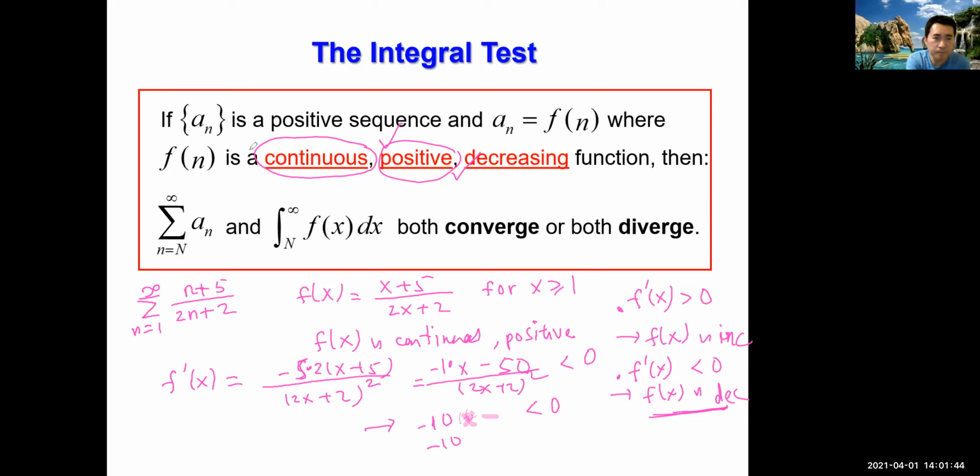So here we have the numerator less than 0, because the denominator is bigger than 0 with the square. So you have negative 10x less than 50. So x is bigger than 50 over negative 10, which is negative 5. So as long as x is bigger than negative 5, this derivative is less than 0, so it satisfies all 3 conditions.